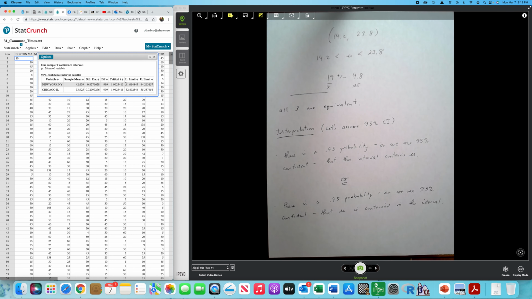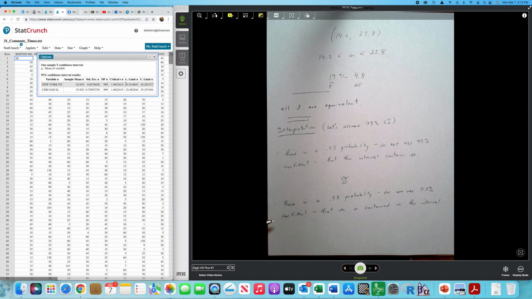Now, the interpretation. I gave you two. Which one do we think is correct? I'll tell you right now, there's one that's correct and one that's not. The first one says there's a 0.95 probability, or we're 95% confident that this interval contains mu. The other one says there's a 0.95 probability, or we're 95% confident that mu is contained in the interval. At first glance, these two look very similar, but it turns out that only one is technically correct, and that one is not it.